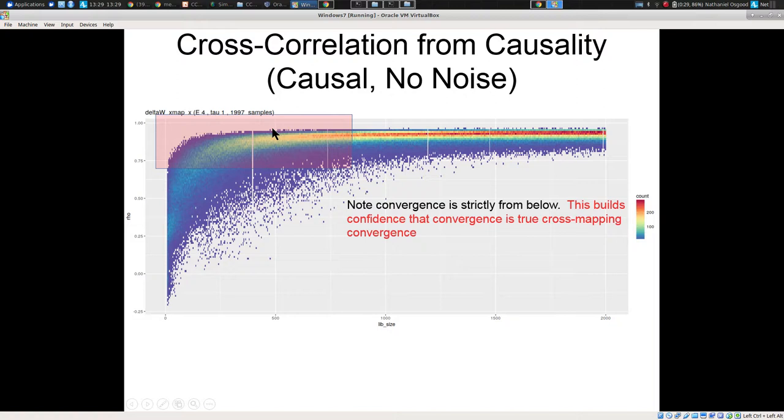And you'll notice rho rising. It rises up here, particularly in this area below about 500. It'll rise up and it becomes increasingly dense as it approaches 1.